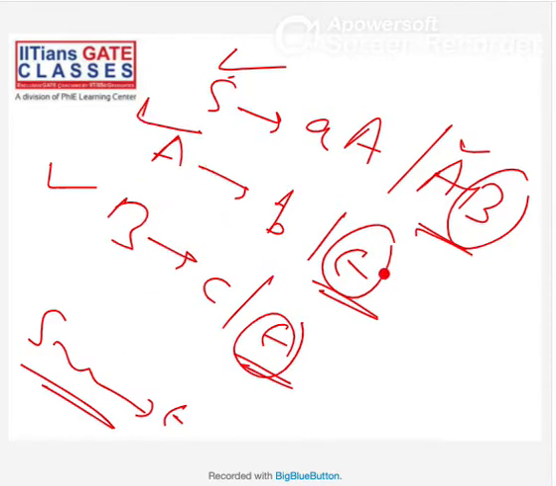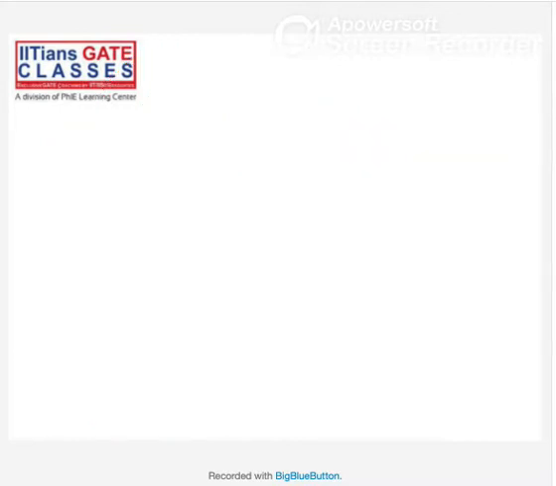Now, once we have found the nullable symbols, we want to remove these null productions. So what is the algorithm? First, it will find all the nullable symbols, and you can find them very easily. See how to find a nullable symbol. If you have a direct production of the form A goes to epsilon, then clearly you can see this A is nullable.